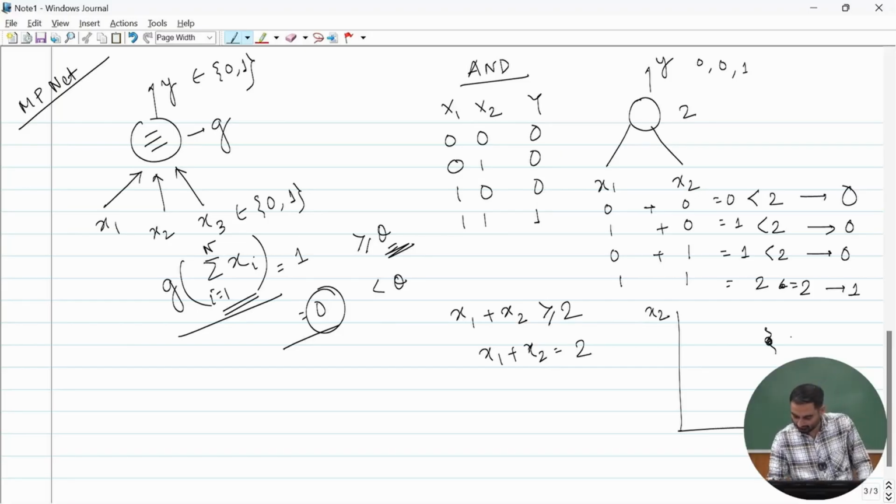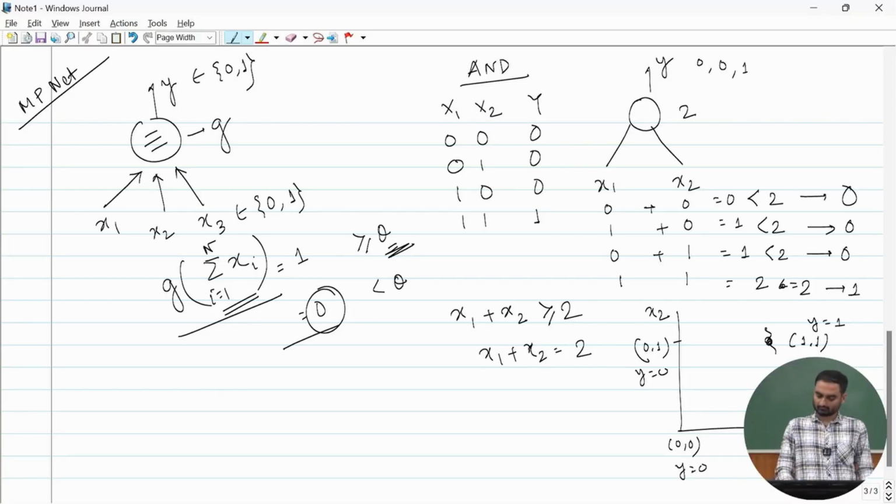So let's say this is (1,1), this is (1,0), this is (0,0), this is (0,1), right? So here y equals 1, y equals 0, y equals 0, y equals 0. Okay, and the line that you have drawn would look like this. It will essentially touch this point, X1 plus X2 equals 2.